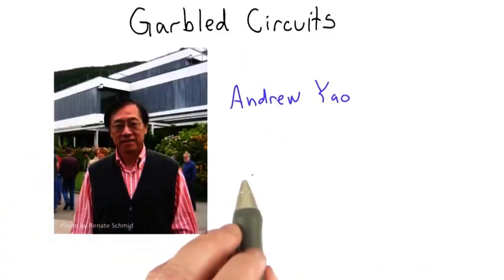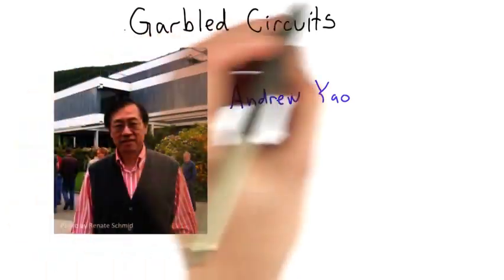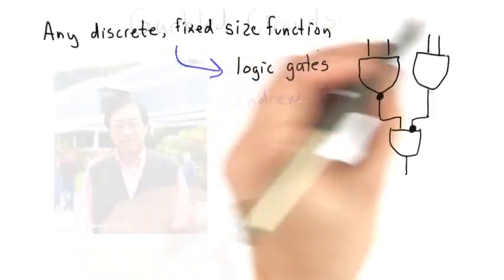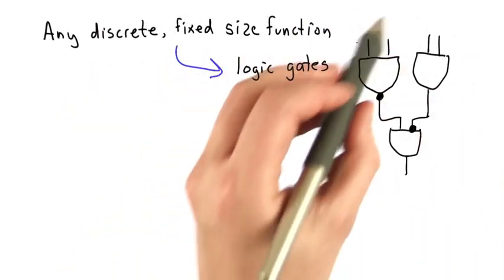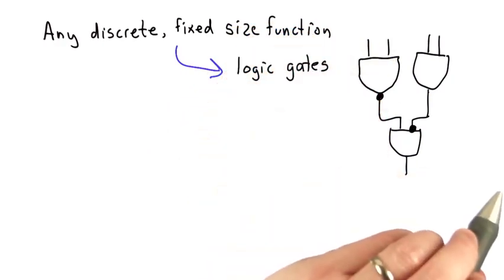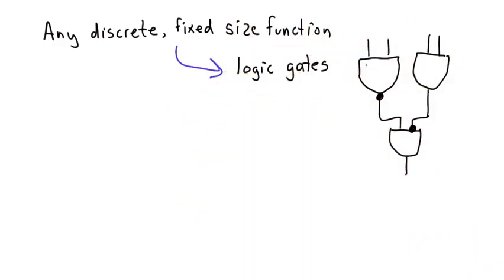This idea was developed by Andrew Yao in the 1980s, and it gives a way to perform any function as a secure computation. And the idea is that any discrete fixed-size function can be turned into logic gates, and then if we can find a way to implement logic gates securely, we can implement a whole function this way.